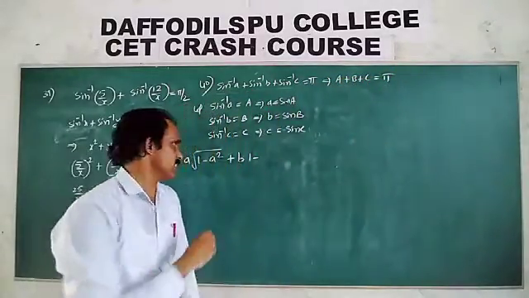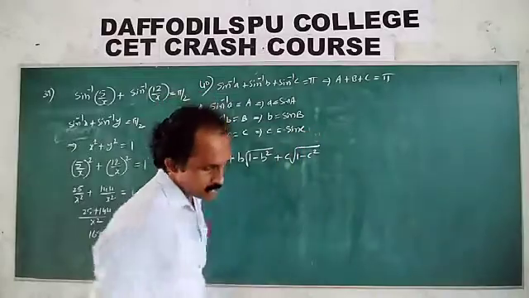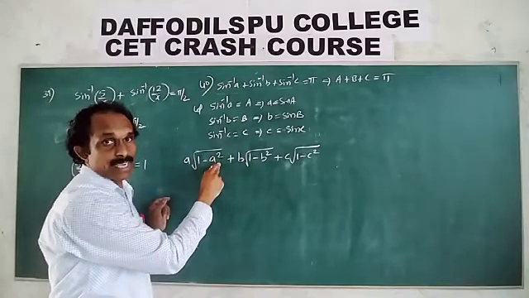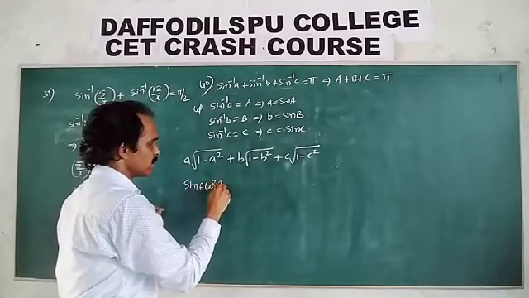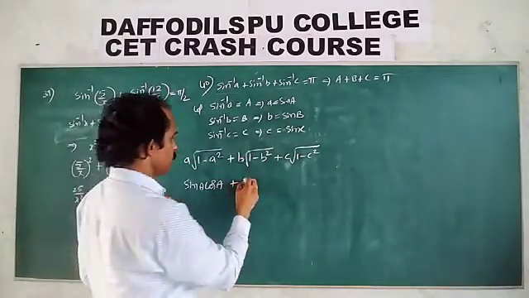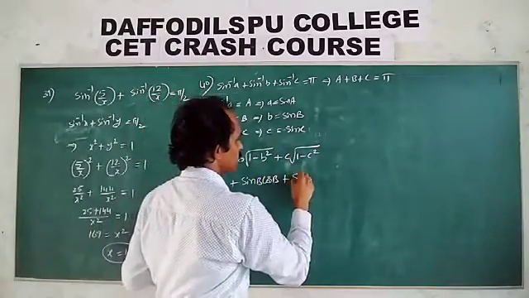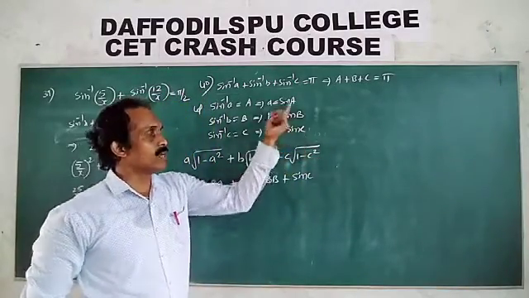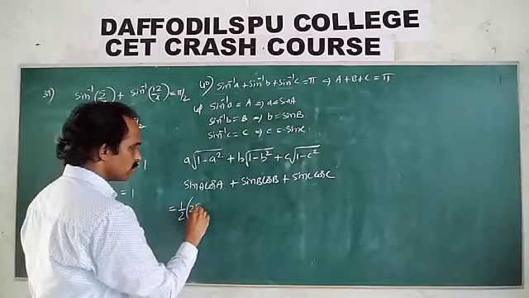Pi means 180 degrees. The expression a of 1 minus a square, b of 1 minus b square, c of 1 minus c square, what is the value? a means sin A, 1 minus sin square A is cos square A, root of cos square A is cos A. Therefore directly write sin A cos A. Similarly b means sin B, 1 minus sin square B is cos square B, root is cos B, therefore sin B cos B. c means sin C, 1 minus sin square C is cos square C, therefore sin C cos C.